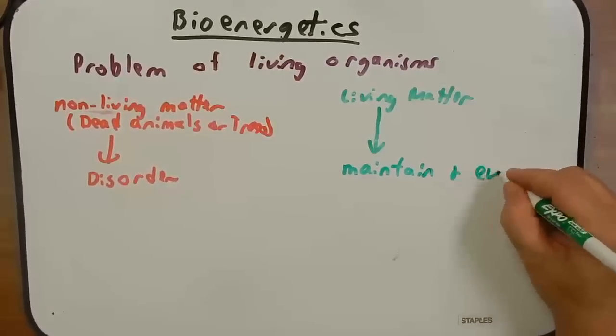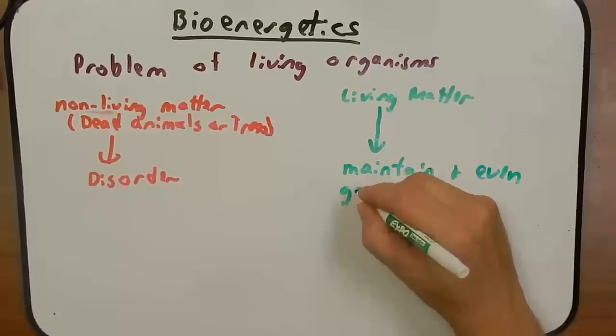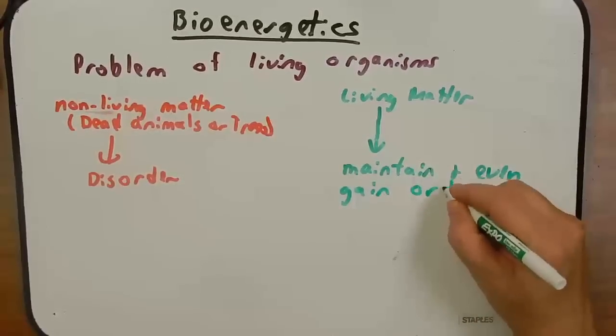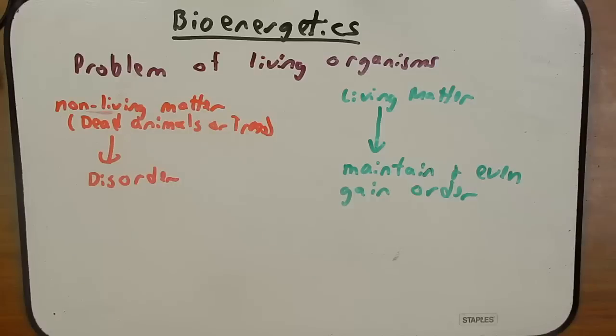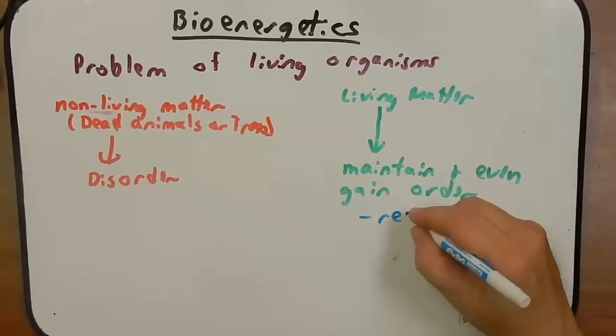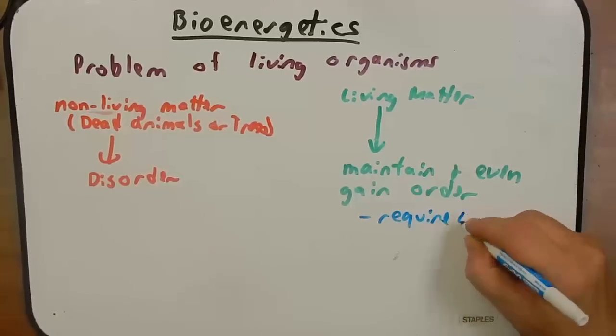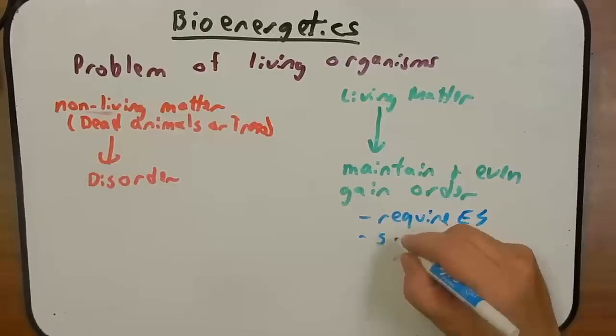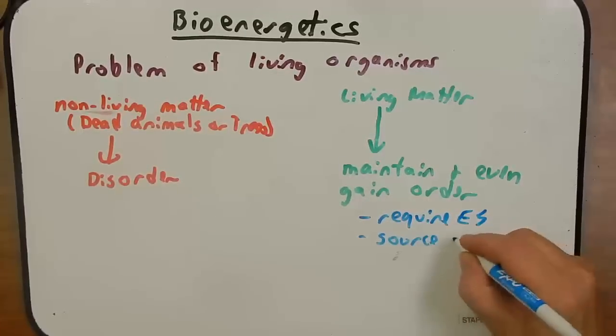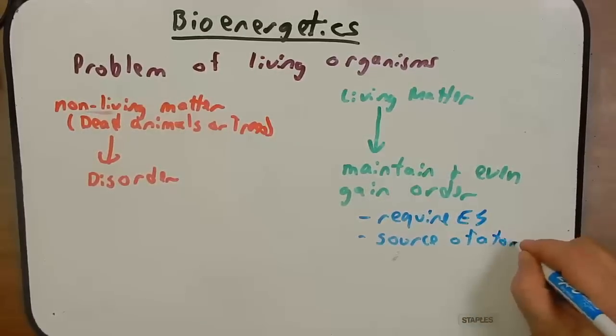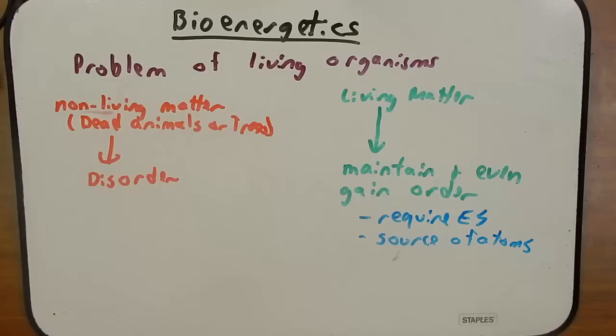and even gain order. To do this, these living organisms require energy and a source of atoms. It's interesting to think about that the atoms in my body now, most of them weren't around in my body 10 years ago. We constantly need this new source of atoms in order to maintain order.